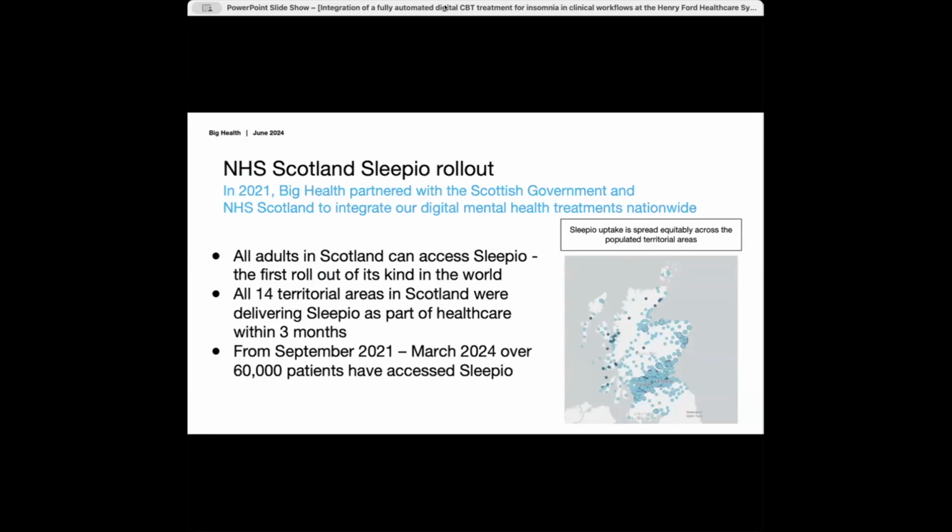And through this experience, we now want to take these implementation results that we've had with our rollout in NHS Scotland, where now over 60,000 patients have had access to Sleepio. And our uptake has been, as we would expect, varied by where people live across the regional variations within Scotland. We now want to take these learnings and try and apply them to the US healthcare system as well.